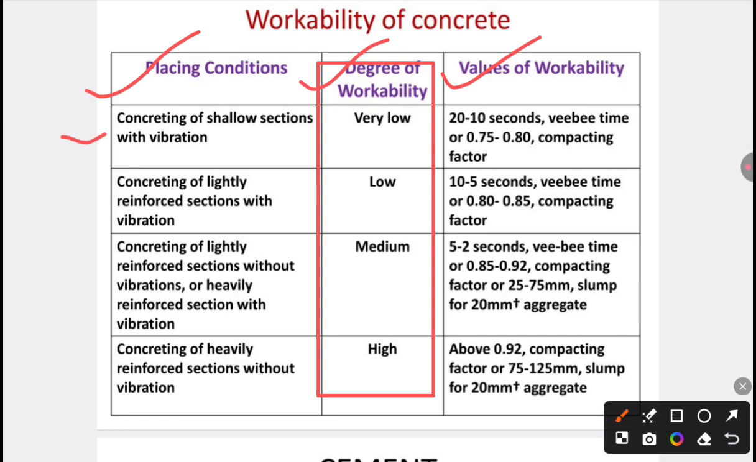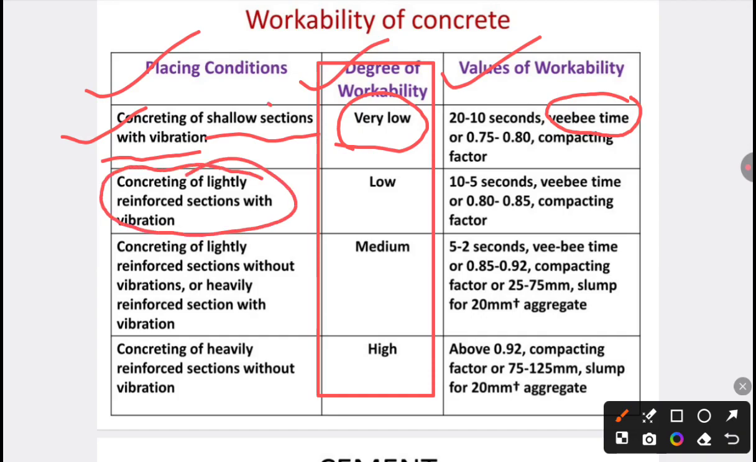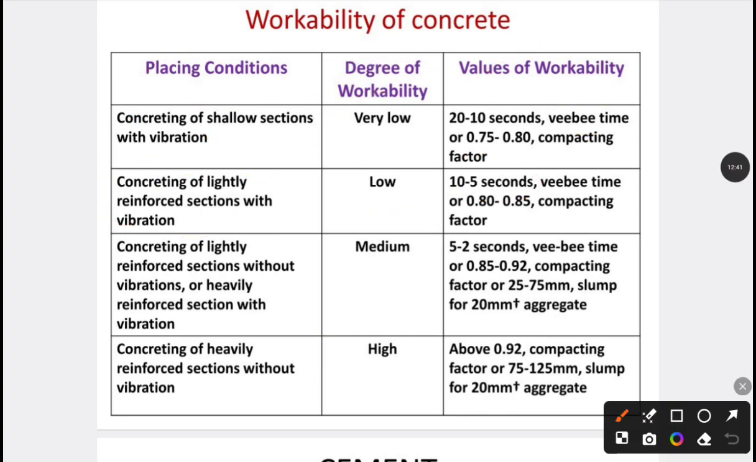If we are working in shallow sections with vibration, very low workability, and the time on the VB consistometer will be 0.75 to 0.78. Further, if we are working in a lightly reinforced section with vibration, that is a shallow section and light, the workability will be low, and the VB consistometer time will be 10 seconds to 5 seconds, and the compacting factor will be 0.8 to 0.85.